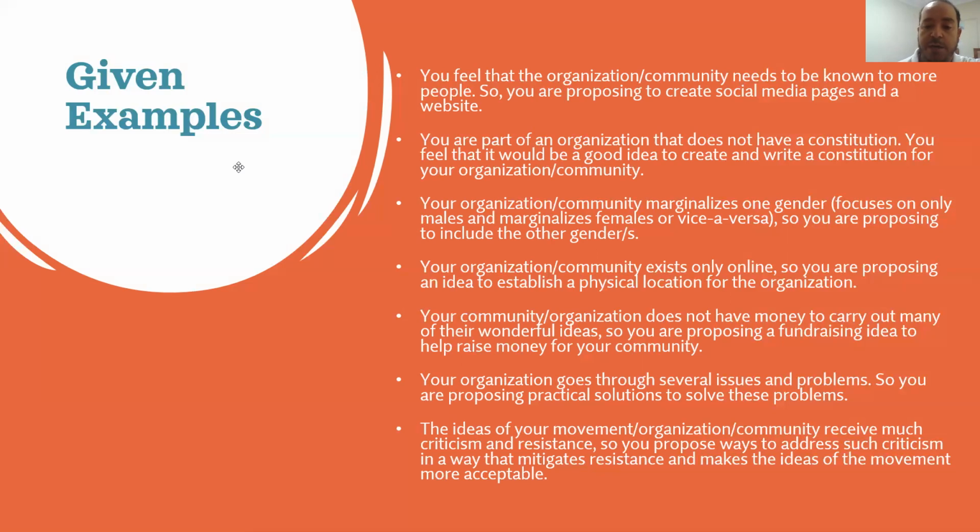Also, I say, as another example, maybe your organization goes through several issues and problems, so you're proposing practical solutions. Another one I gave them, I said, maybe your organization receives a lot of criticism and resistance, so you can write ways to respond to criticism to mitigate such resistance.